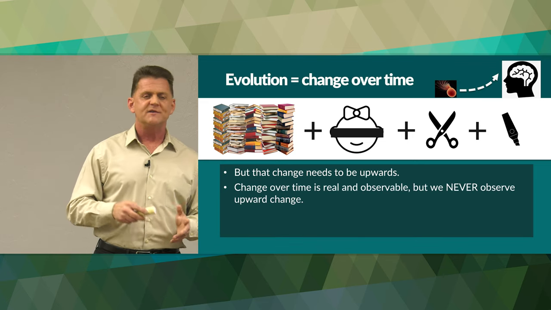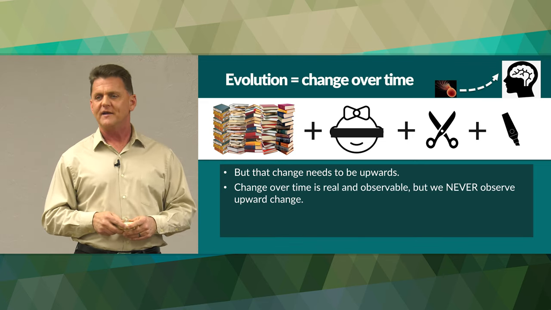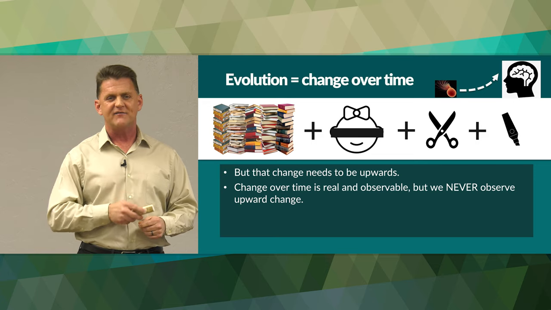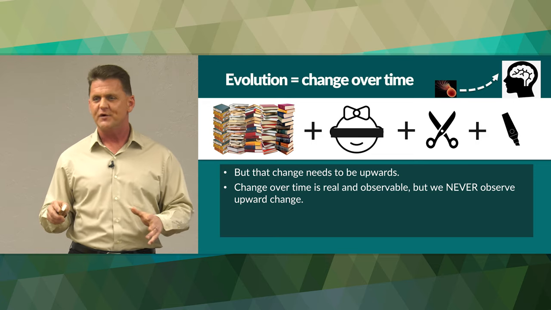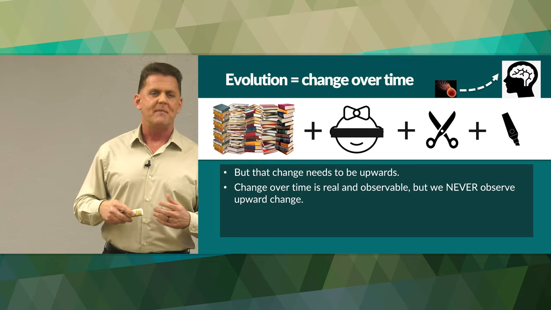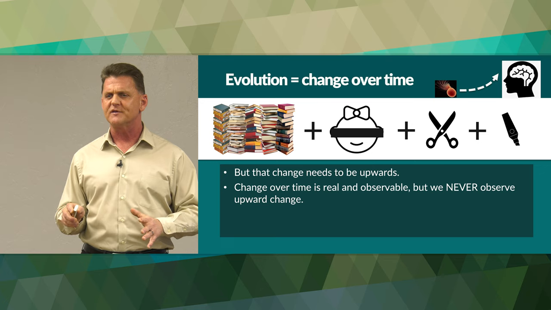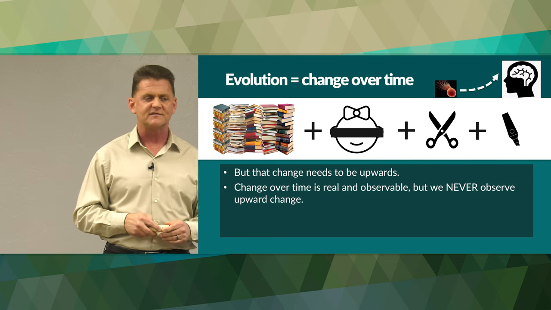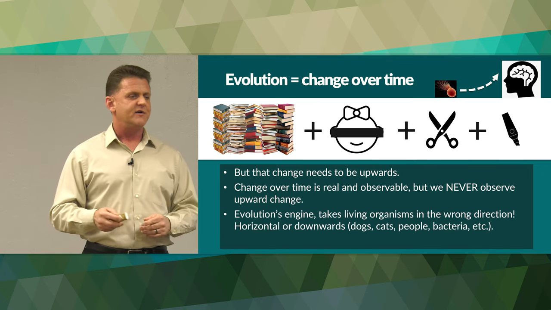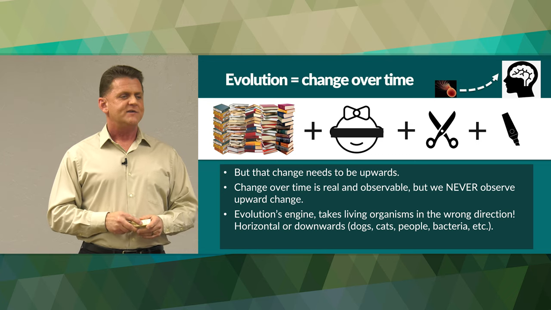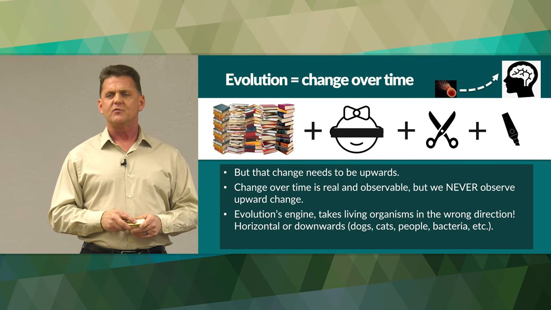So change over time is observable. Nobody denies that. But that's not the evolution that I'm talking about. We need to get our words clear. I'm talking about macroevolution. Big changes over time, not these small changes we observe today that we experience. What we see is evolution's engine takes things in the wrong direction.